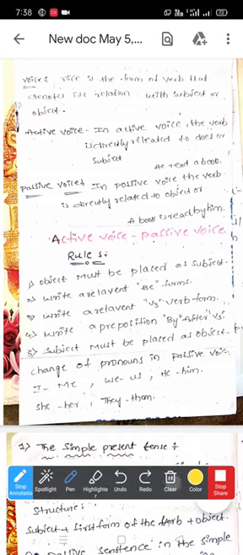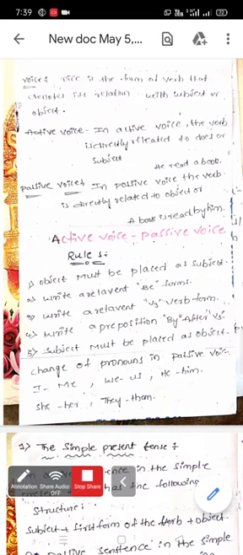And next, the change of pronouns in passive voice. I becomes me, we becomes us, he becomes him, she becomes her, they becomes them. This is the change of pronouns in passive voice.